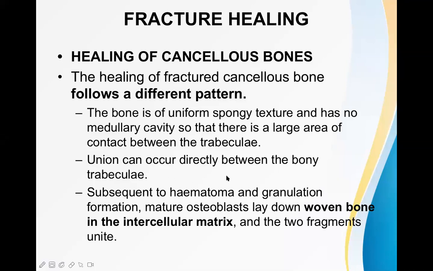The union can occur directly between the bony trabeculae because of the large surface contact, subsequent to the stage of hematoma and the stage of granulation tissue formation. Now mature osteoblasts lay down woven bone in the intercellular matrix and the two fragments unite. Because cancellous bone is all about woven bone, that woven bone again forms when the fracture heals. So the process is always quicker, always easier than in compact bone.